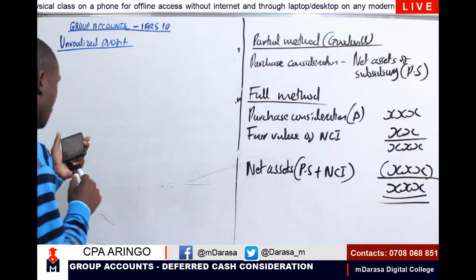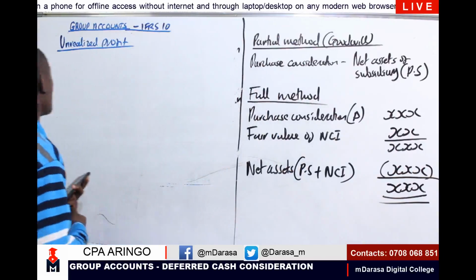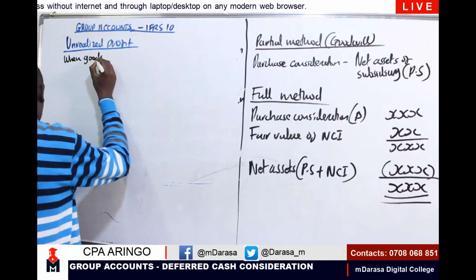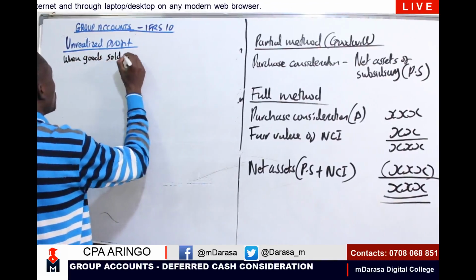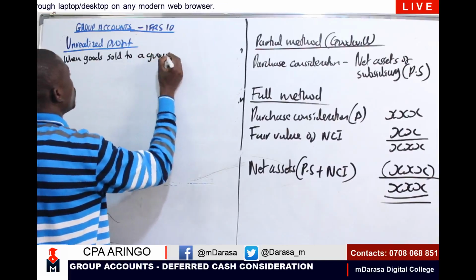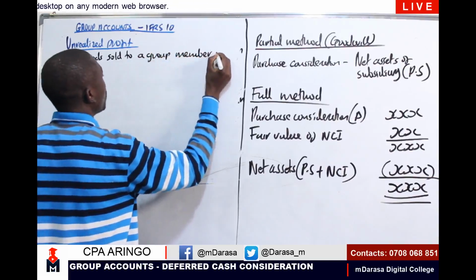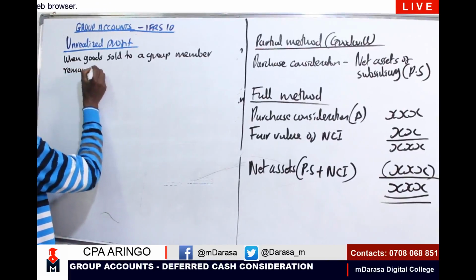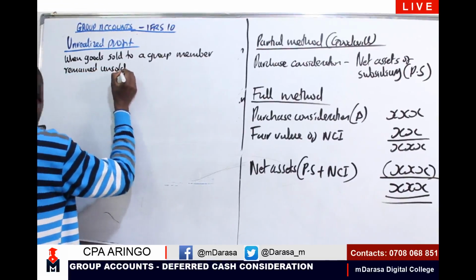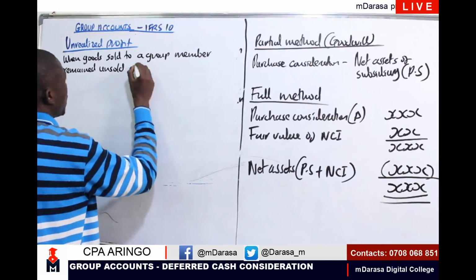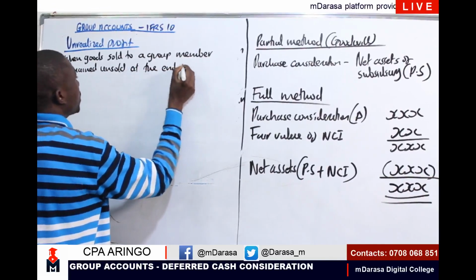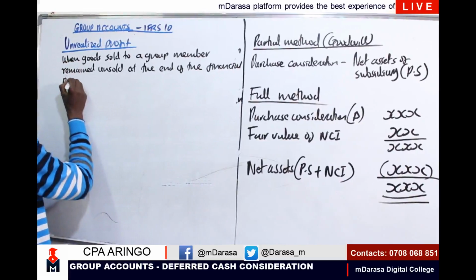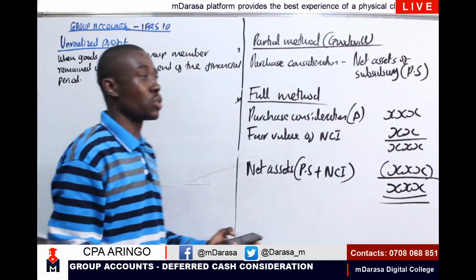Basically, here we are saying that unrealized profit arises when goods sold to a group member remain unsold at the end of the financial period. Basically, that is what we are referring to as UPS.